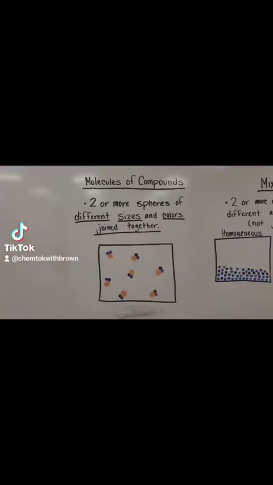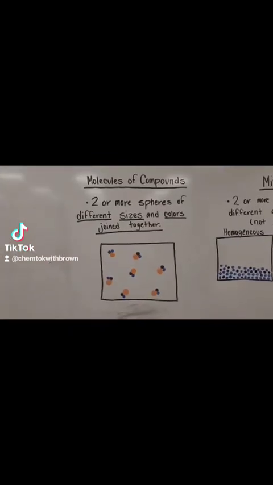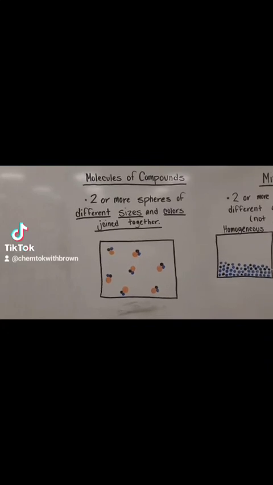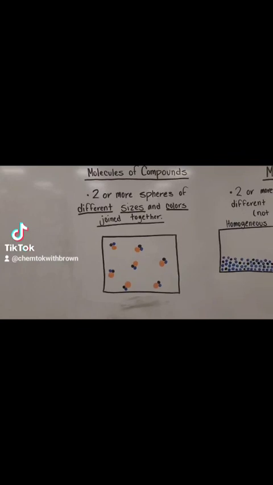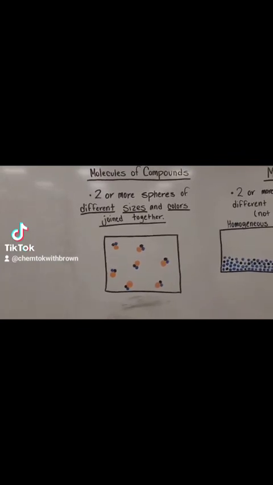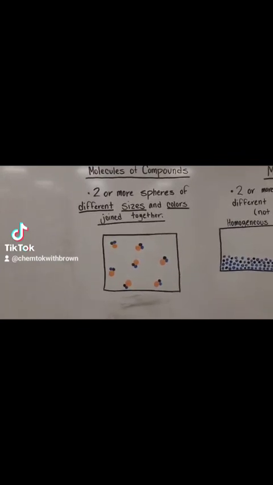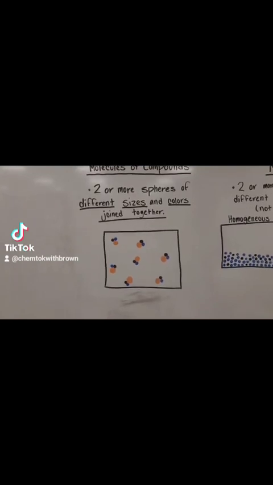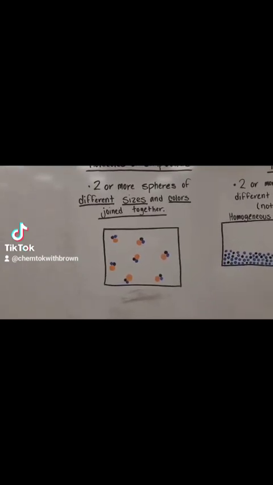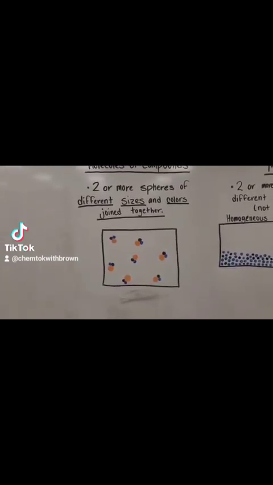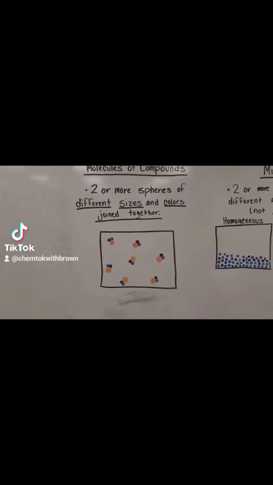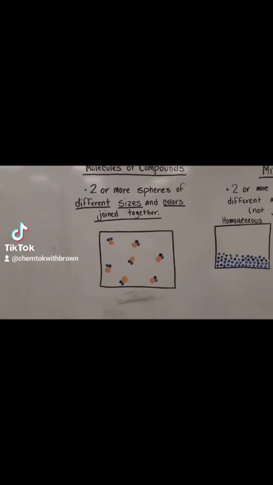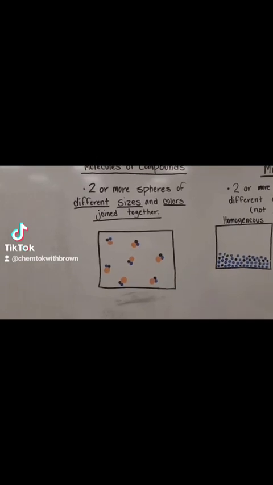We also have particle diagrams that are of molecules of compounds. And when we have these particle diagrams, we will have all of the particle arrangements inside of the box that have two or more spheres of different size or colors joined together. But as you can see, all of the molecules inside of this particle diagram are exactly the same. They all have one orange, one blue, and one black sphere.